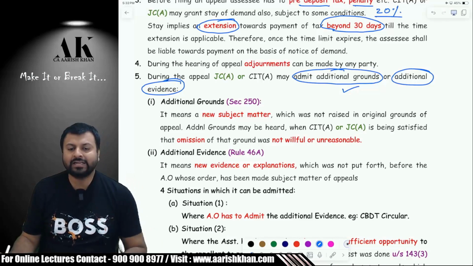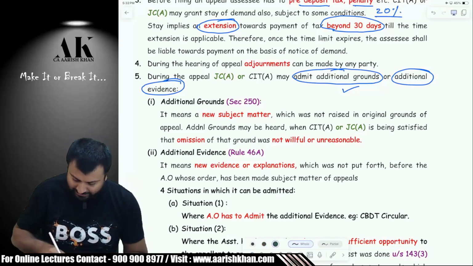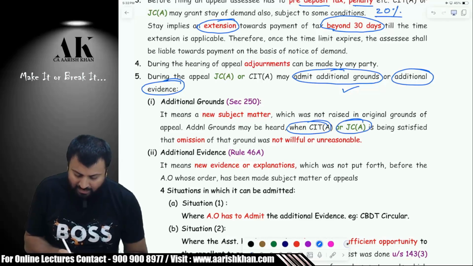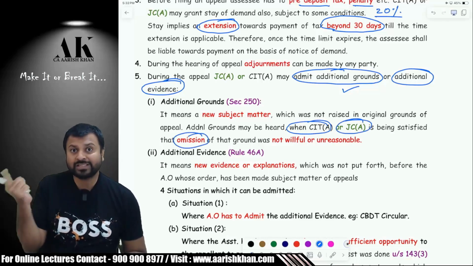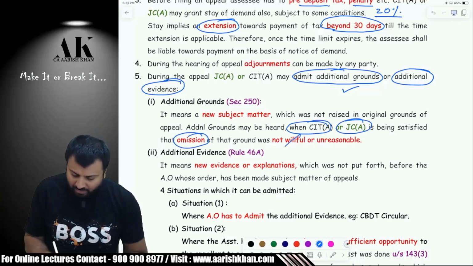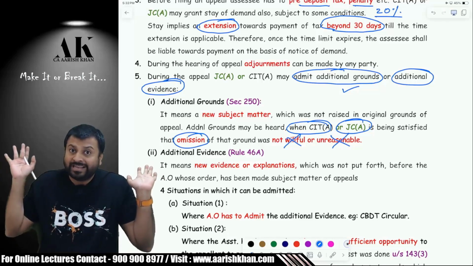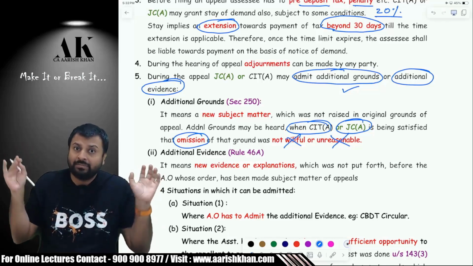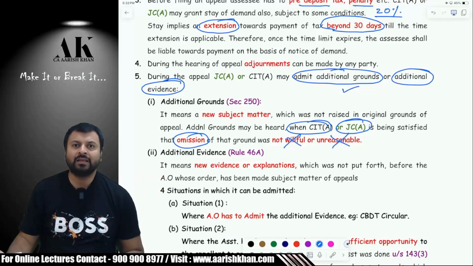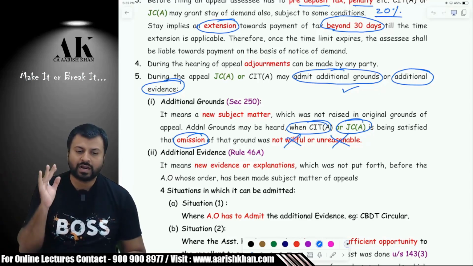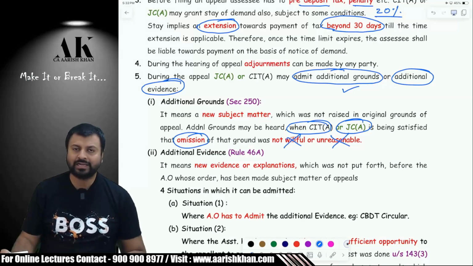But you can attach an additional ground only when you satisfy the CIT appeal or Joint Commissioner appeal that the omission of that ground, the omission of that 37(1) disallowance, was not willful and unreasonable. I have not willfully omitted that. My omission is not unreasonable, it is a reasonable omission. It is a genuine omission. I have not deliberately omitted that. You have to prove it to the department, to the CIT appeal or JC appeal. Only then will they allow you additional grounds to be appealed at the time of appeal.